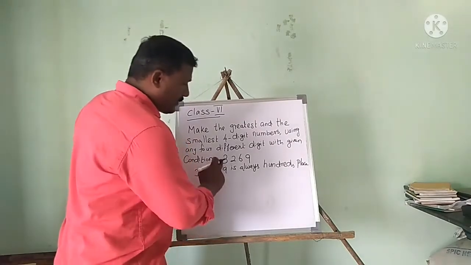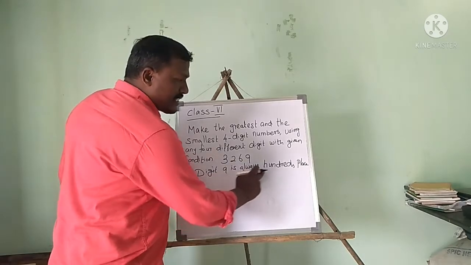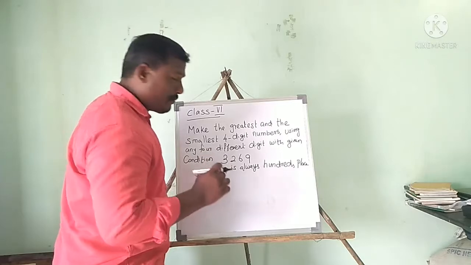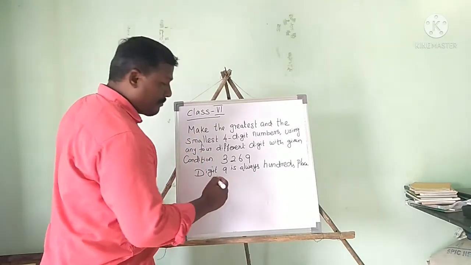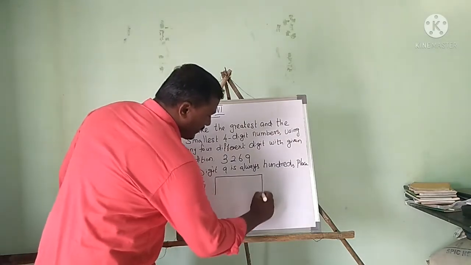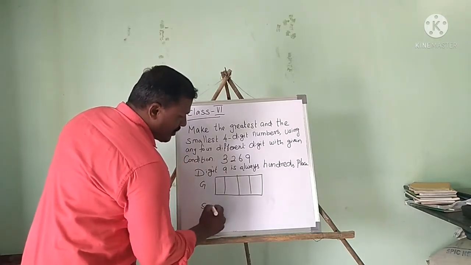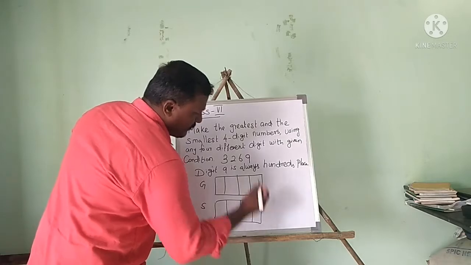The third example: 3269. The condition is digit 9 is always in the hundreds place. Before we talked about ones place and tens place, now hundreds place. So use the condition and we have to make the greatest and smallest number. First I will make the greatest 4-digit number. So the boxes are 1, 2, 3 and 4. Then the smallest 4-digit number. So 1, 2, 3 and 4.